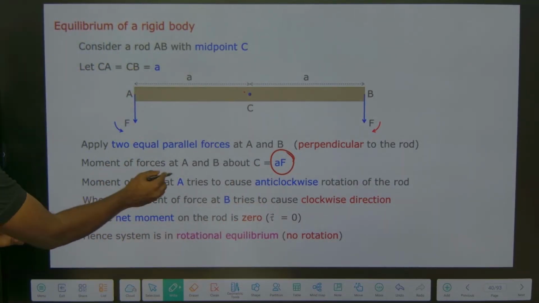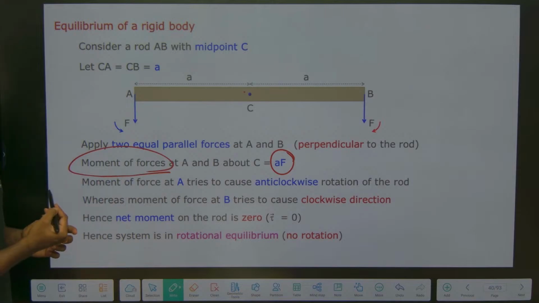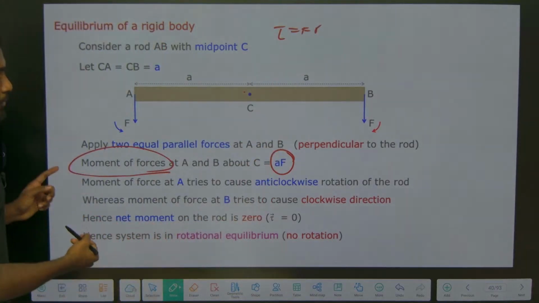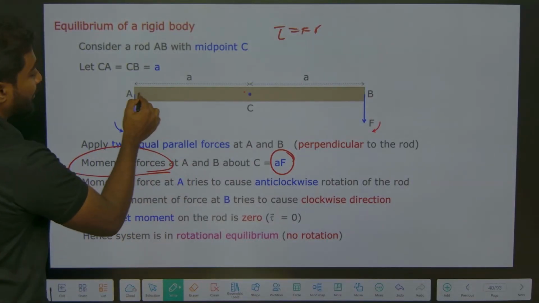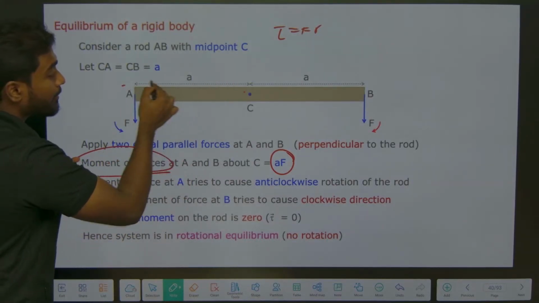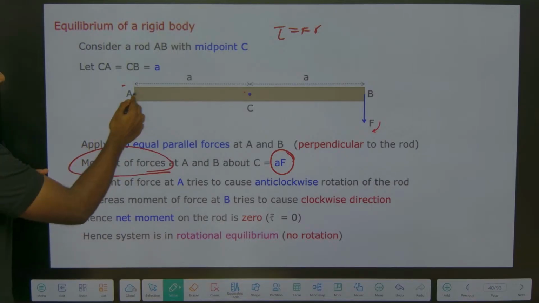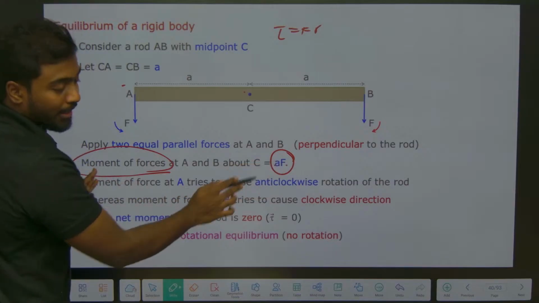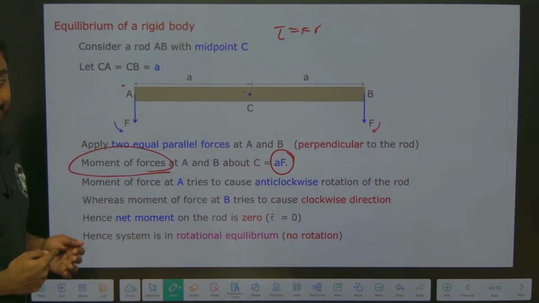So moment of force is nothing but torque. So torque is nothing but F into r, no? F into r, in the sense the force and the position vector from point A to point C. So about C it is a into F, or F into a, for both the cases, right?